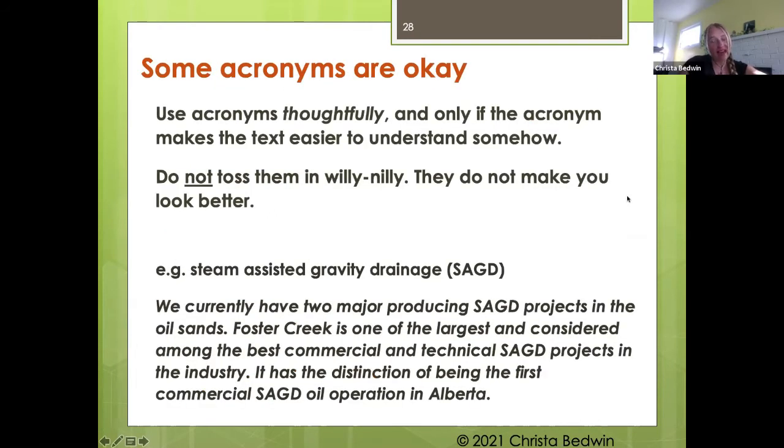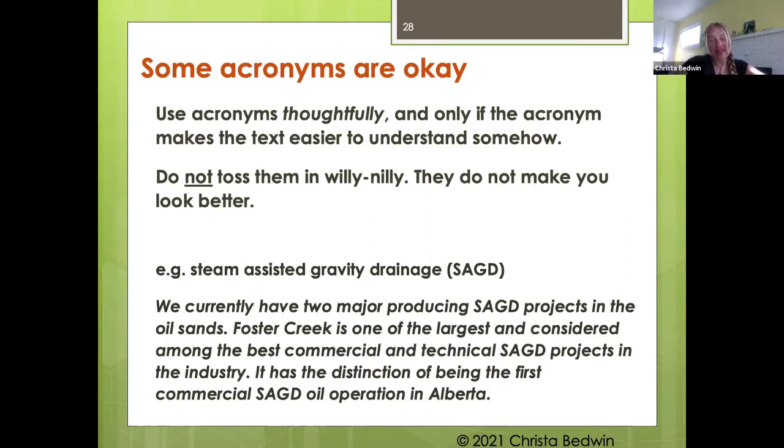Okay, so I said acronyms should be murdered, but there are some cases where they are okay. If you're thoughtful about it, and if the acronym makes the text easier to understand, which sometimes can happen. But don't put them in because you think it makes you look smart, which is something that young writers often think. If they put in more acronyms, they think they have more authority. It doesn't. So in this paragraph here, steam-assisted gravity drainage, the acronym is saving us 4 words, which is a lot. And it's saving us 12 words in this paragraph.